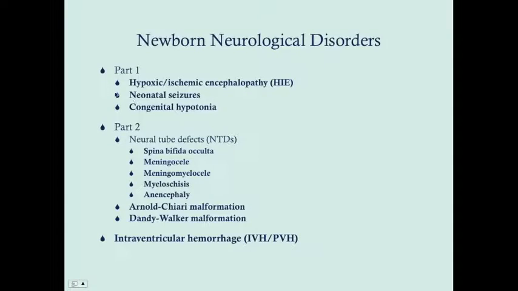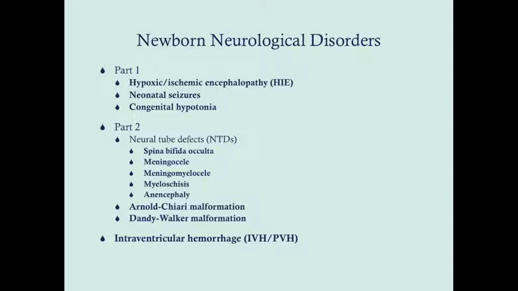So here we're going to continue our discussion of the newborn neurological disorders. In part one, I talked about hypoxic ischemic encephalopathy, neonatal seizures, how we manage those, and congenital hypotonia. Here we're going to talk about the very important neural tube defects.